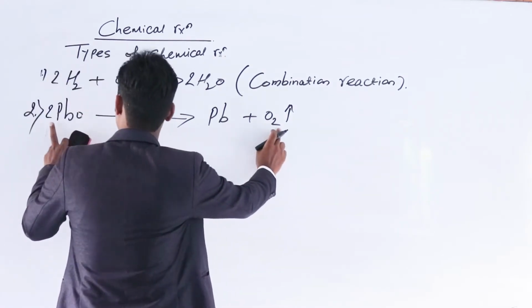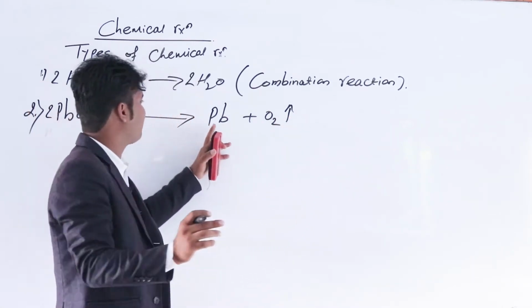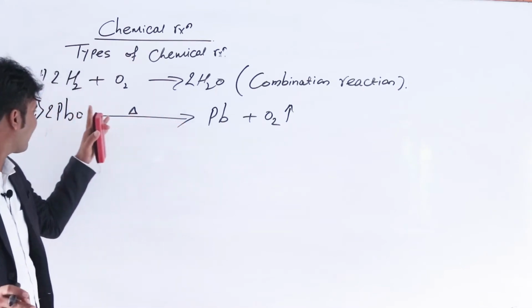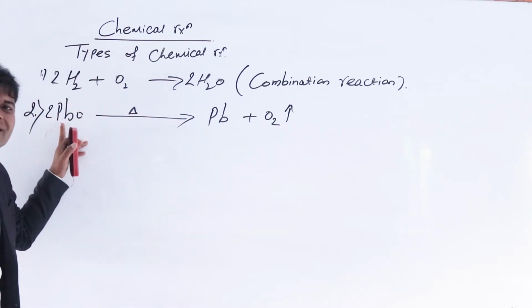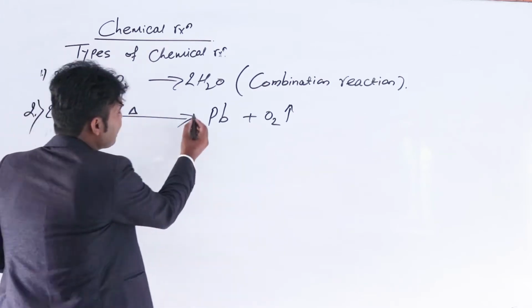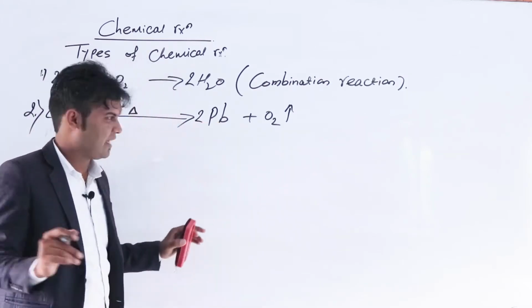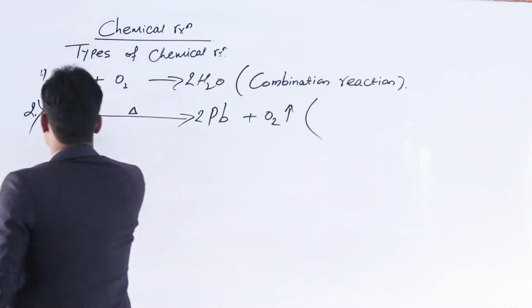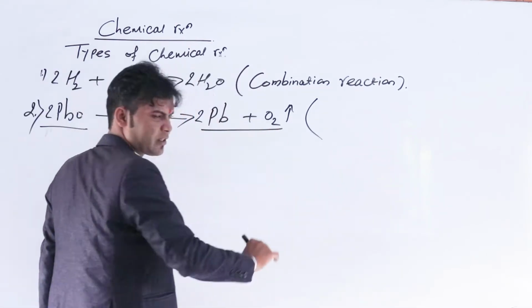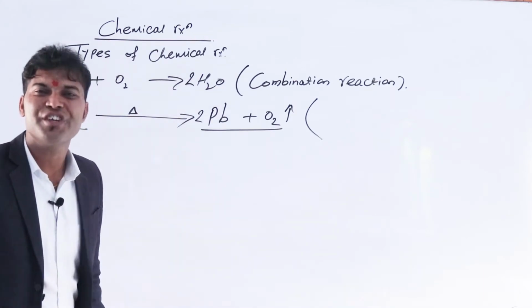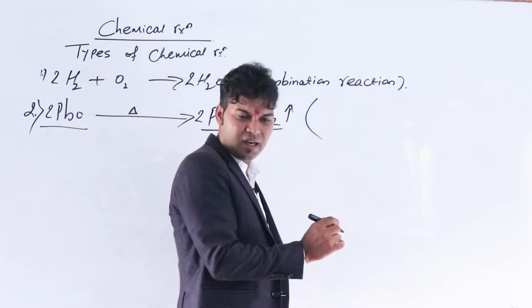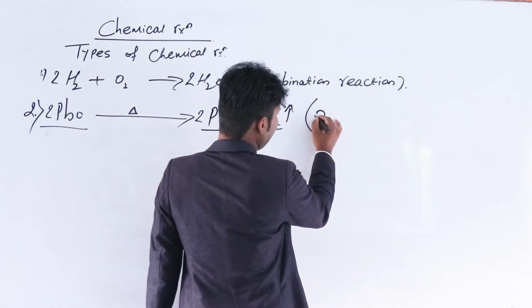Number of oxygen is balanced, but the number of Pb here is only 1 in the product, while in the reactant there are 2 Pb. So put 2 here. Look, there is only one reactant, but we get more than one product, which is the decomposition reaction. It is called DE.